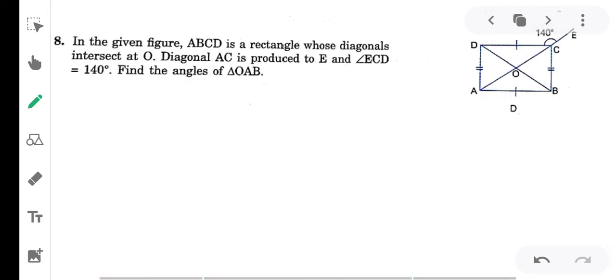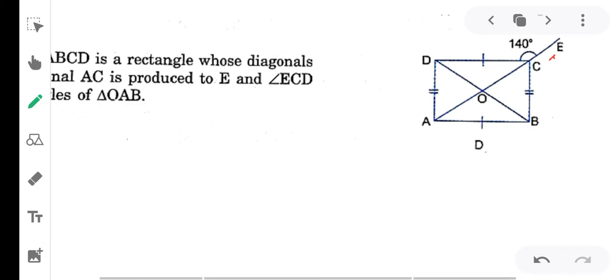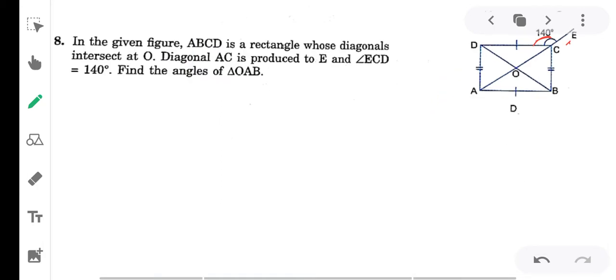Okay, next question. In the given figure, ABCD is a rectangle whose diagonals intersect at O. Diagonal AC is produced to E and angle ECD equals 140 degrees. Find the angles of triangle OAB. Here angle ECD is given as 140 degrees.